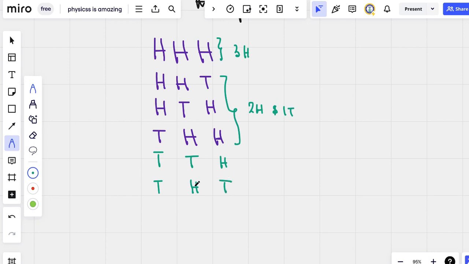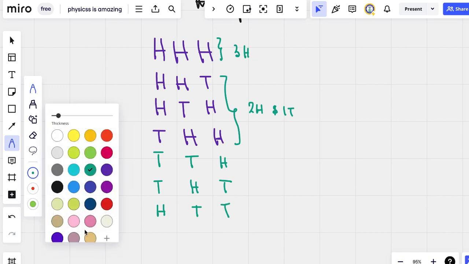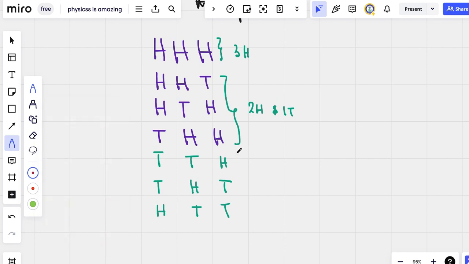The next thing, we shift the position of the head to the beginning. We have head, tail, tail. So now we've also succeeded in having 2 heads and 1 tail. We've also succeeded in creating 2 tails and 1 head.